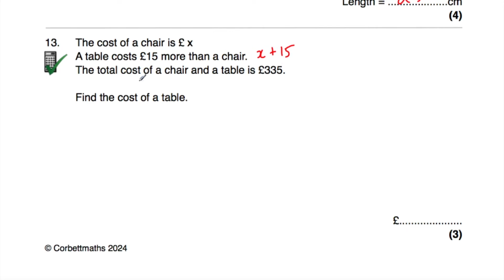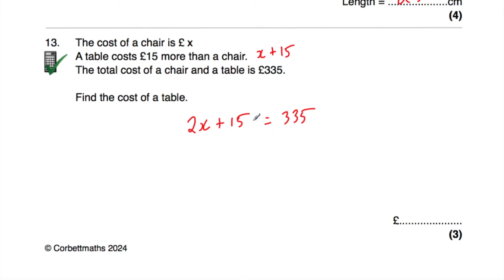Now we're then told the total cost of the chair and the table is £335. So let's make an equation here. If we add these together, the x and the x plus 15, we know that's going to be equal to £335. So x plus x is 2x, and we've still got our 15, so plus 15, and that's equal to £335. So we've made an equation. And now we've formed our equation, we can solve it.